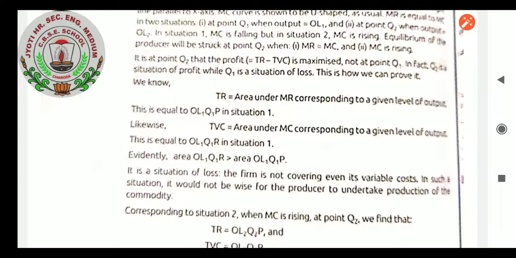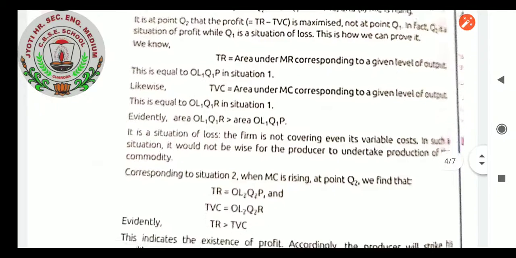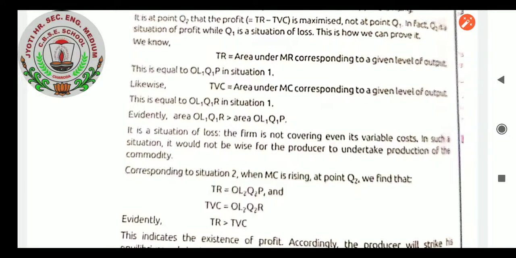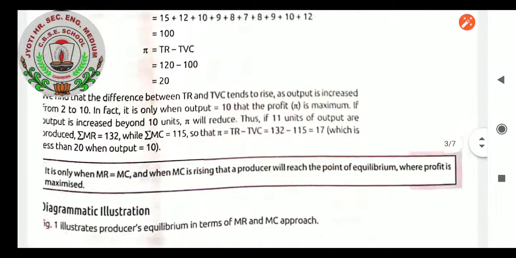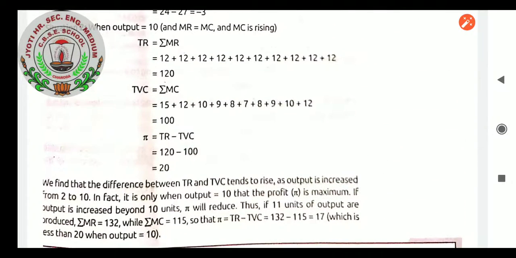Why? Because at the same constant price, the quantity sold was not more, so there was a loss. But at the same price, when more quantity is demanded, that is a profit situation. That is L2. This is how we can prove it. We know TR equals the area under MR corresponding to a given level of output. This is equal to OL1, Q1 and P in situation 1. Students, if you know this, we can come to know at which output, when output is increasing, we are gaining profit or loss. You can easily take that out.